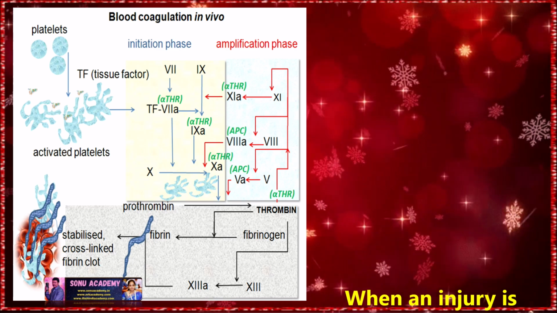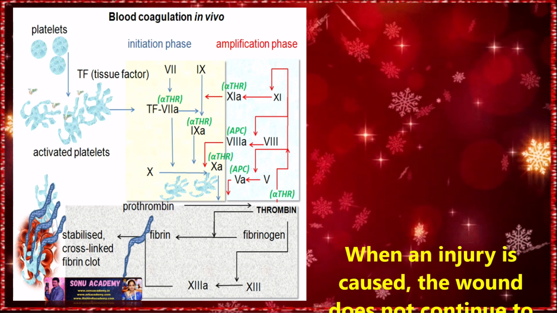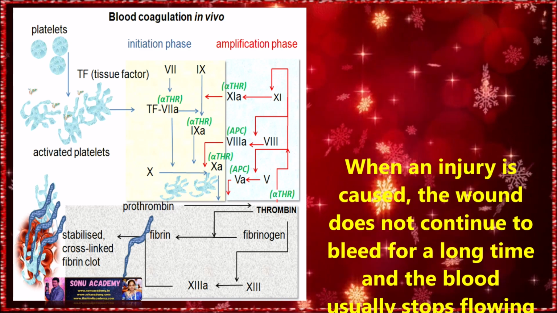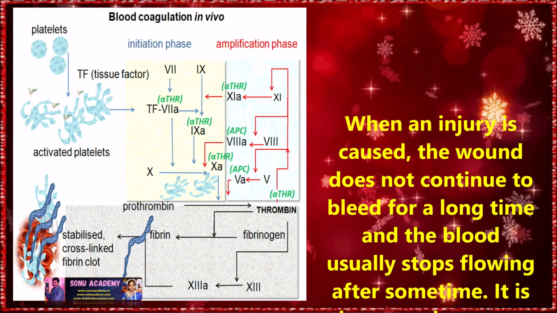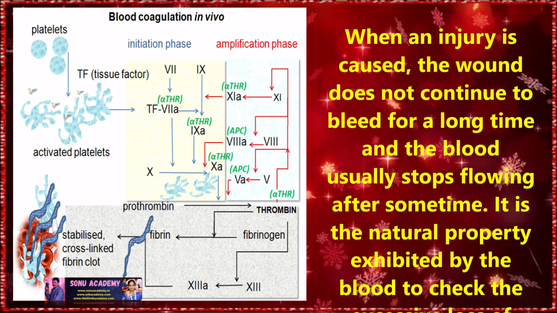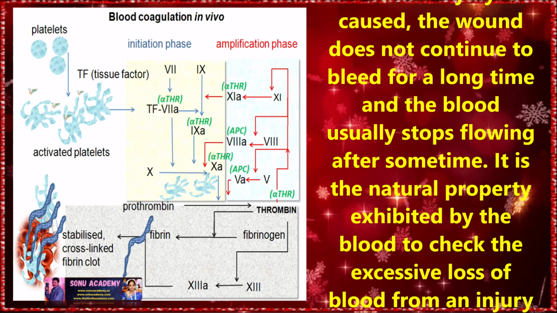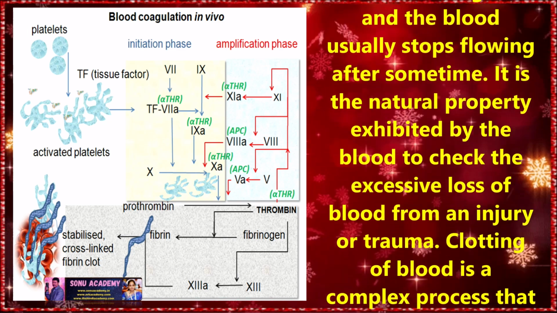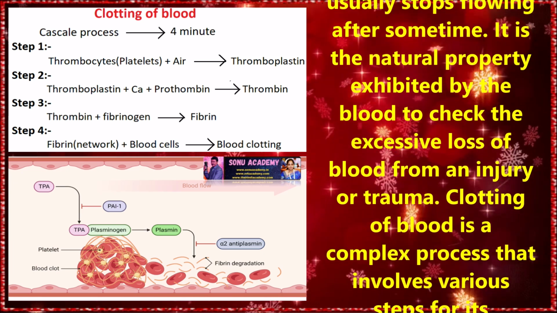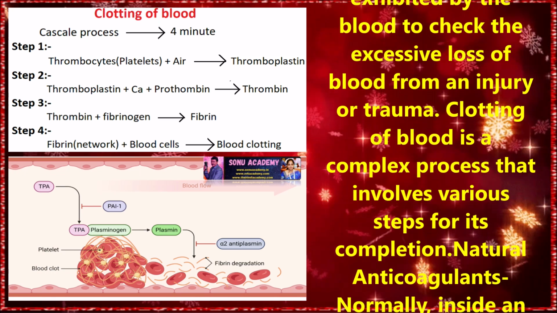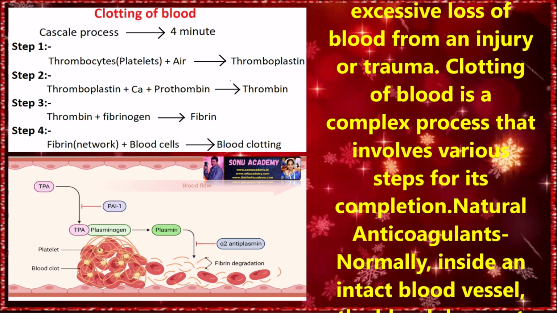Children, now let us discuss coagulation of blood, or clotting of blood. When an injury is caused, the wound does not continue to bleed for a long time and the blood usually stops flowing after some time. It is the natural property exhibited by blood to check the excessive loss of blood from an injury. Clotting of blood is a complex process that involves various steps for its completion.